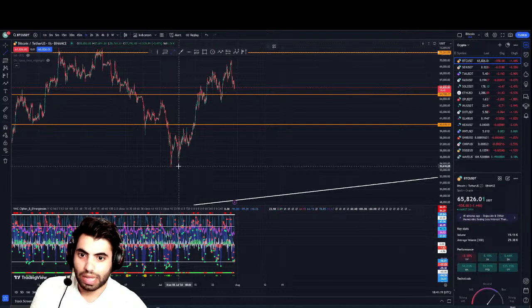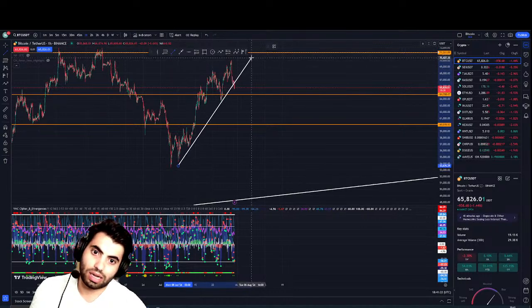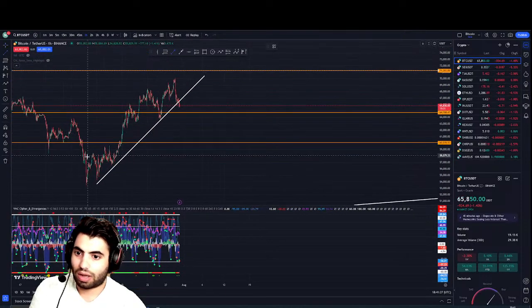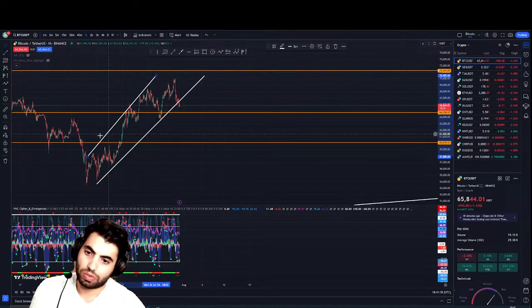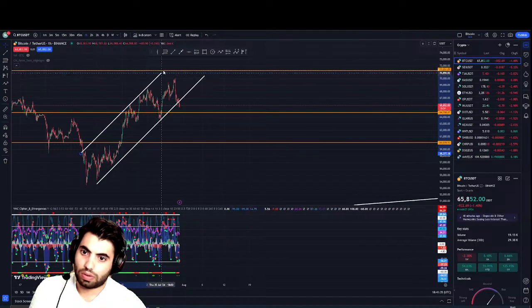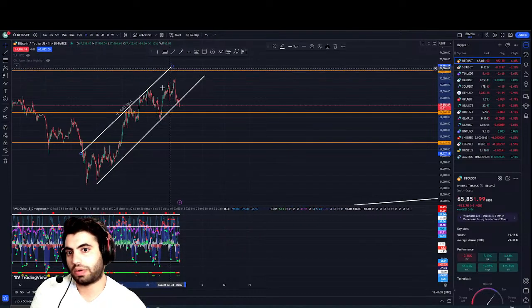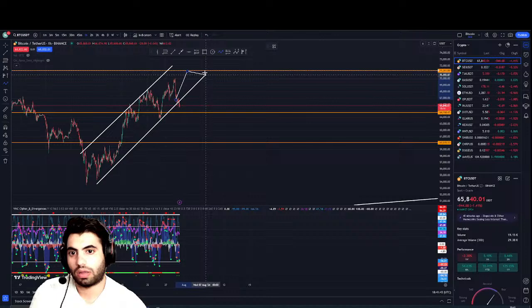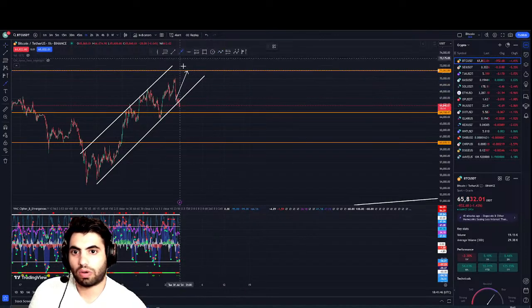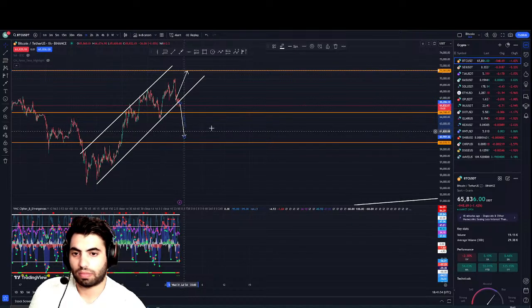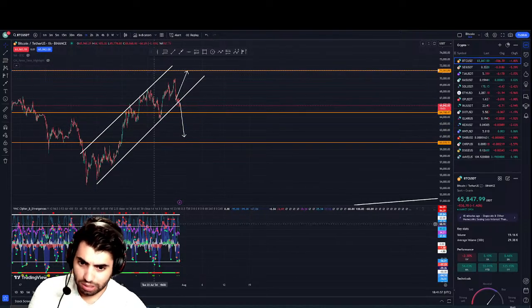We can draw some lines to make it more clear, and it is going to move either up or down. Let's do it like this. So to be clear, okay, either it's going to go up from here or it's going to go down from here. Both scenarios are out there.